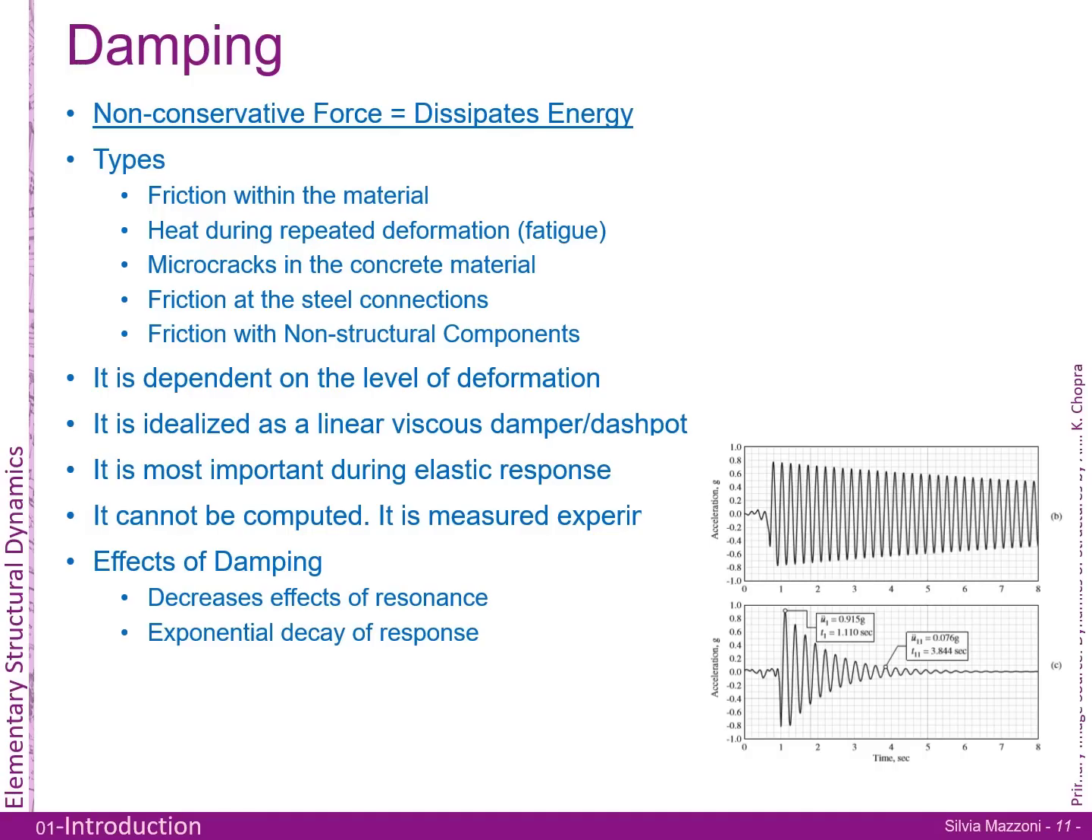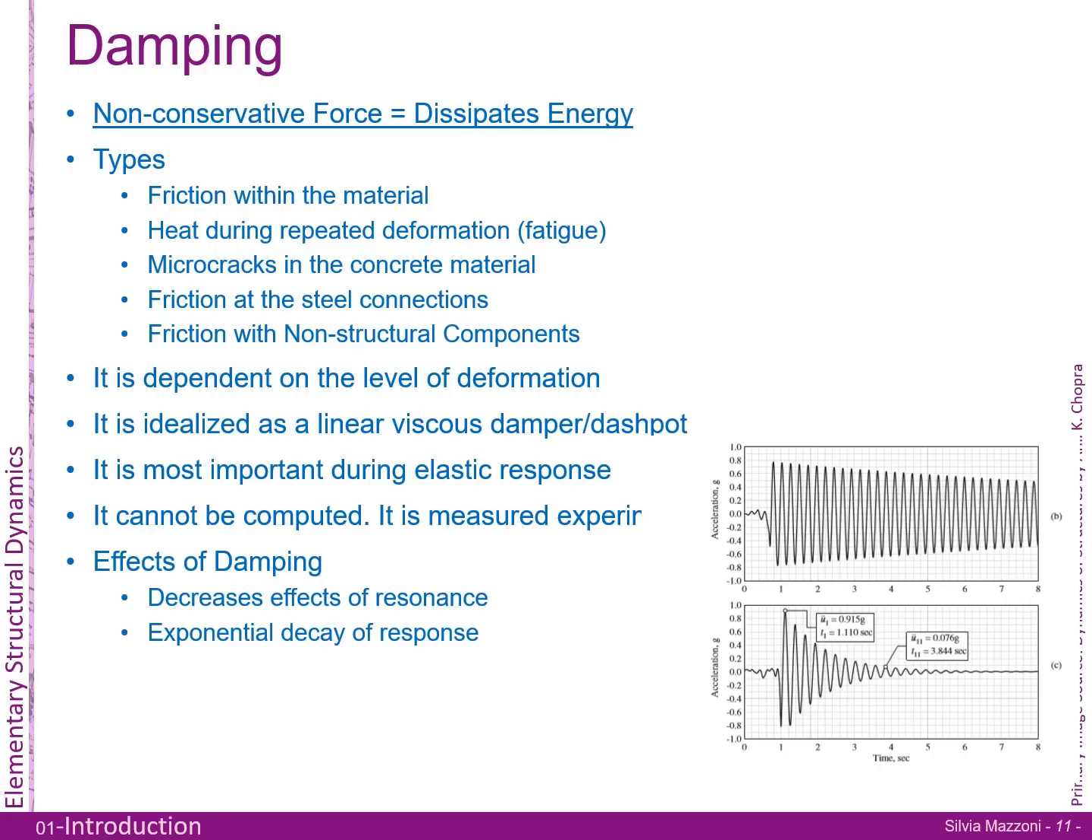There are different types of damping. So there's friction within the material itself. There's heat during repeated deformation. Fatigue is, so damping can be a good or a bad thing. It really depends on where you're at. It could be the micro cracks. It's caused by micro cracks in the concrete material, the friction at the steel connections, and friction with non-structural components as well. I think that's really an important field of study, is what is the effect of non-structural components such as partitions, glass, and things like that. How do they provide damping to your system?